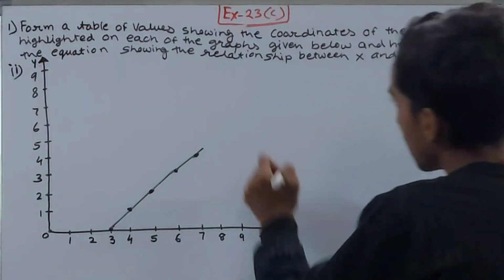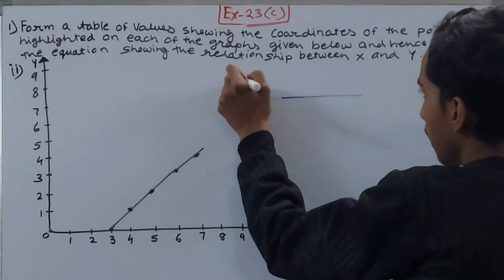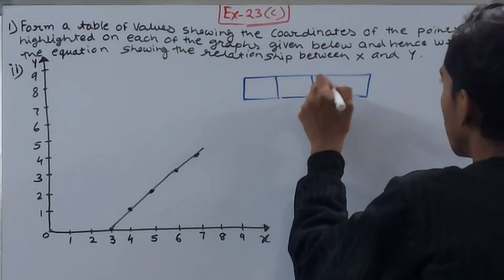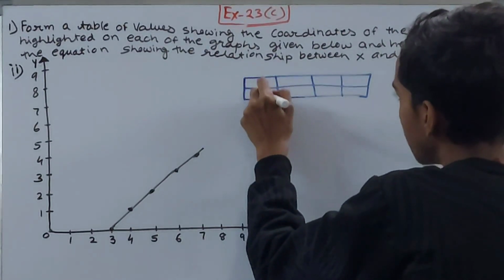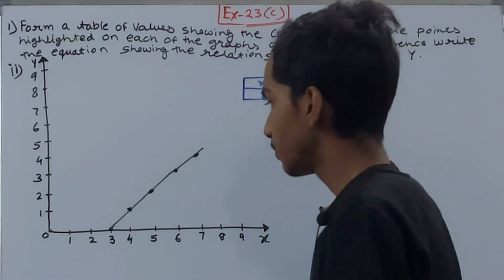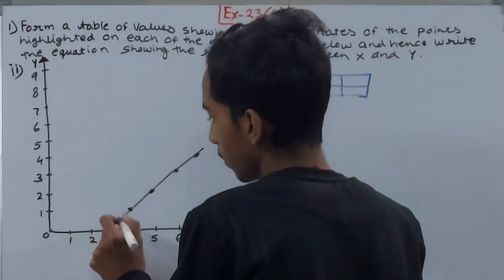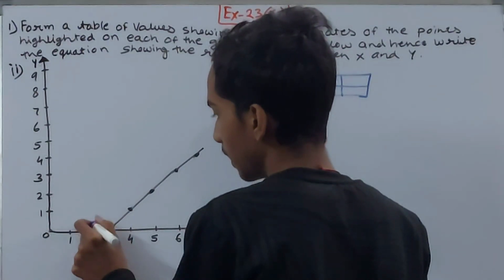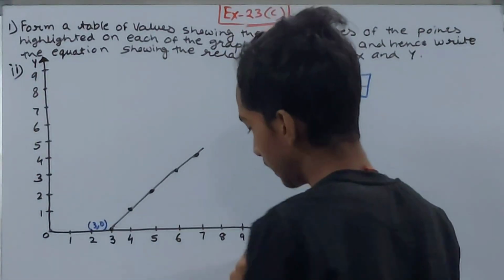Again, you'll be making a table like this, divided into 4 columns. You'll have x here, y here. Look, when x is 3, the value of y is 0. You can see the coordinates. Let's write down the coordinates. For this point, 3, 0, pretty clearly it's there. 3 on the x-axis, 0 on the y-axis. This is y, this is x.